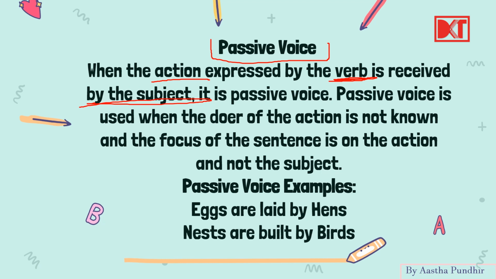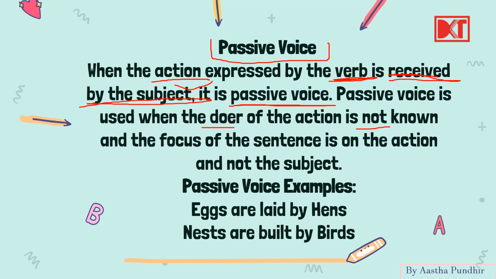So whatever the action जो perform हो रहा है या express हुआ है verb की वजह से, जो receive अगर subject कर रहा है तो क्या हो गया ये? Passive voice. So when is passive voice used? Passive voice is used when the doer of the action is not known and the focus of the sentence is on the action and on the subject.